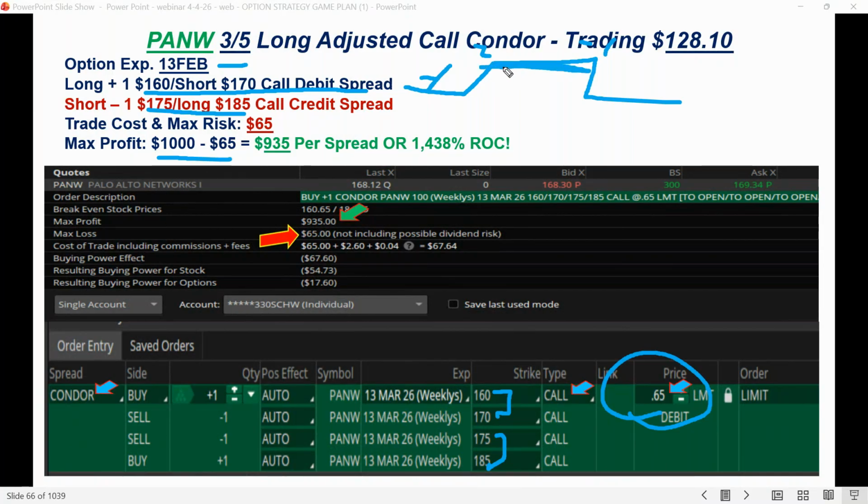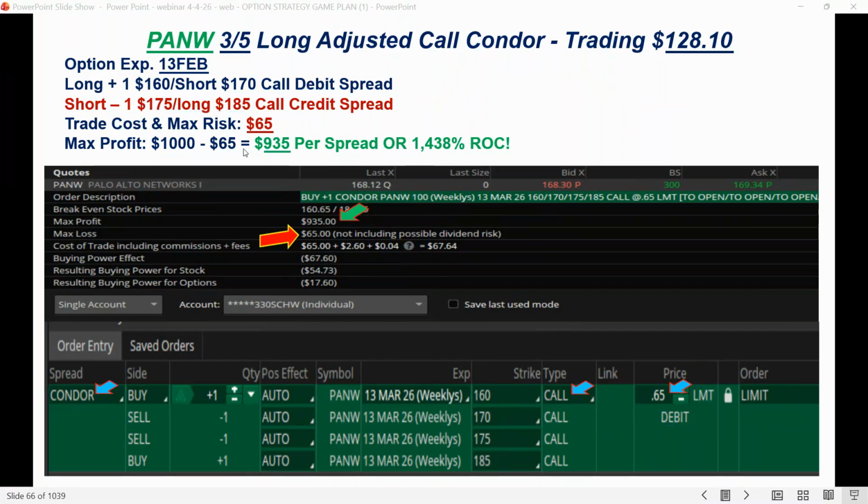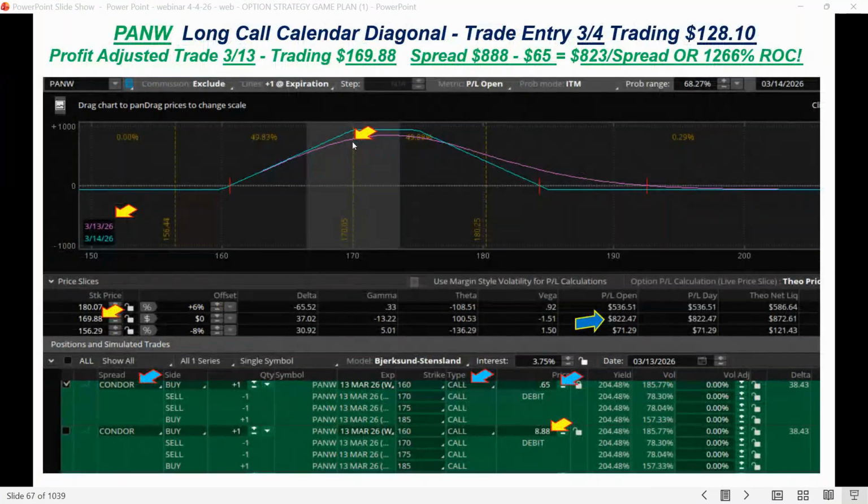So if it goes out anywhere inside the two spreads, potential profit is $935 per one spread, right? That's a 1,400% return if that happens. This trade went out right there. We got out of it a little bit earlier because we didn't want to risk having this thing move against us too far up or down, but still locked in a great profit.